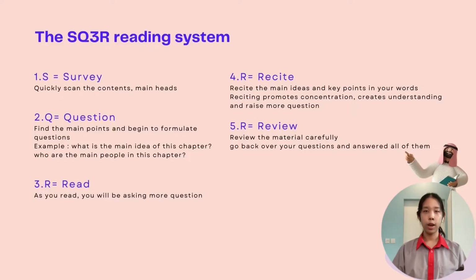The SQ3R reading system also includes 5 steps. First, survey the material. Quickly peruse the contents, scan the main heads, and look at illustrations. This helps you see how the chapter is organized and support the main concept.